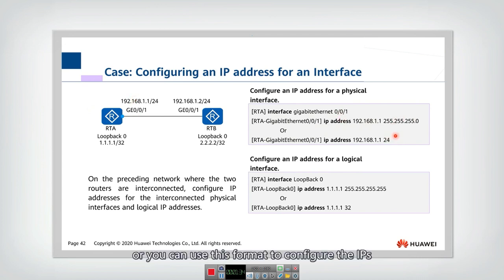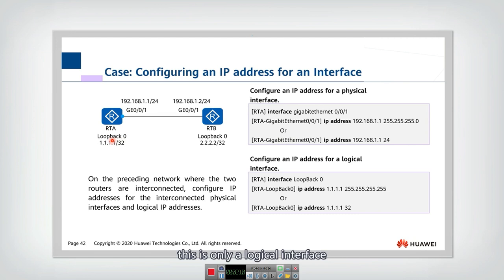Or you can use this format to configure the IP address. Similarly, for this one, you can write like this. And then let's configure a logical interface. So this is a physical interface because there is a real line, a real cable connected with this interface. But actually we can have another logical interface, which doesn't exist in the real world, but it represents that if you want to transmit to itself, then you can use this loopback interface.